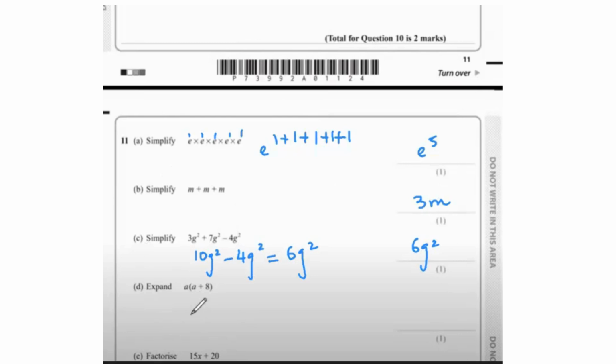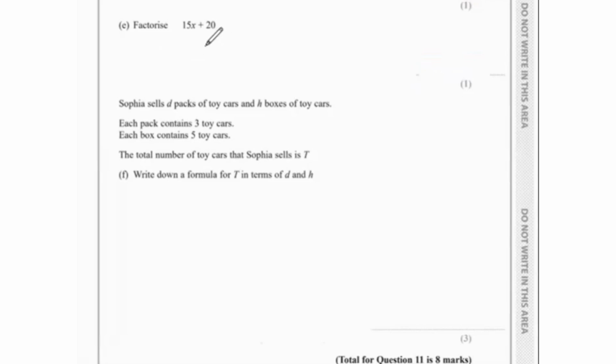Then it says expand a brackets a plus 8. So when you're expanding brackets, you're basically multiplying the term outside the bracket with the terms inside the bracket. So that's a times a plus a times 8, which is a squared plus 8a. That's your answer.